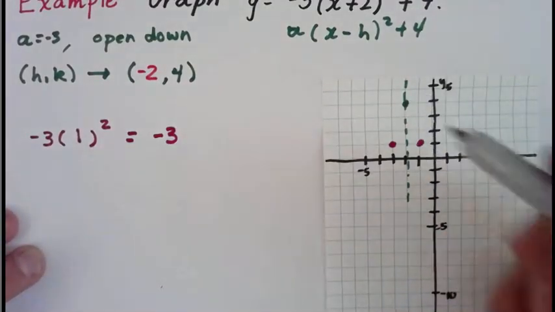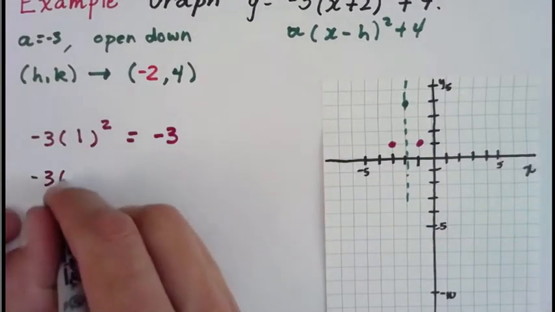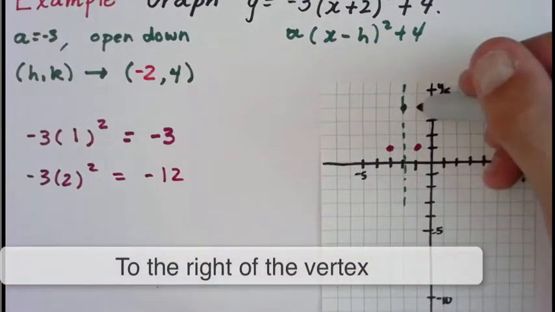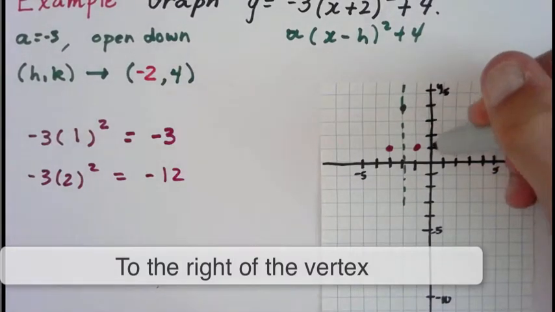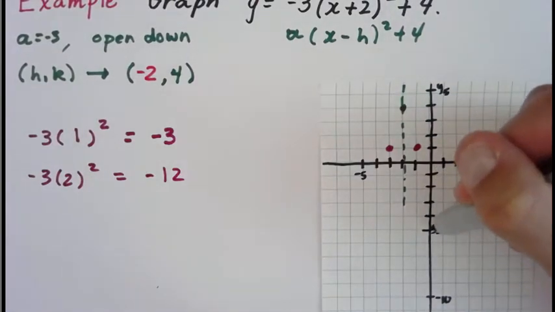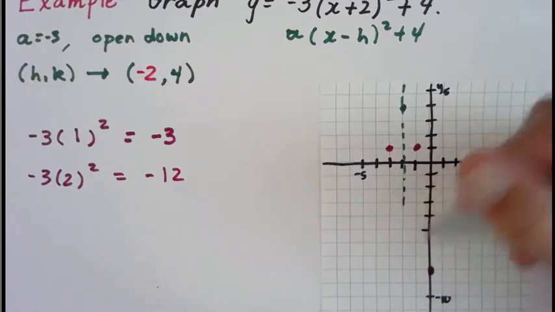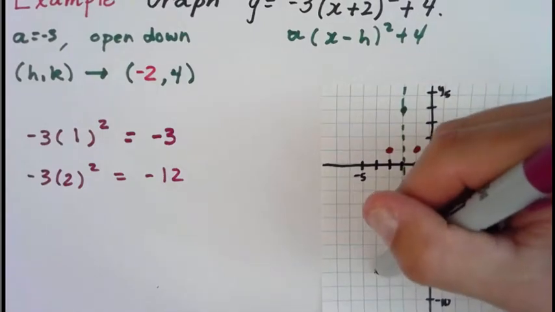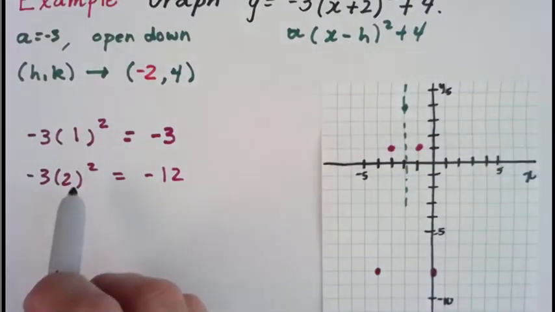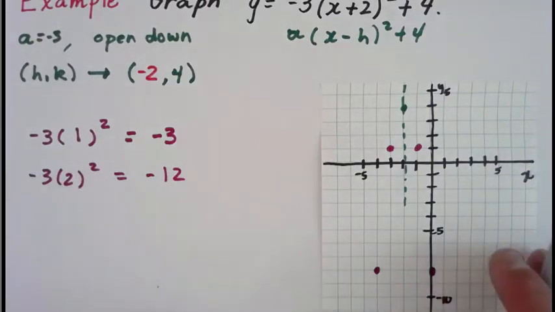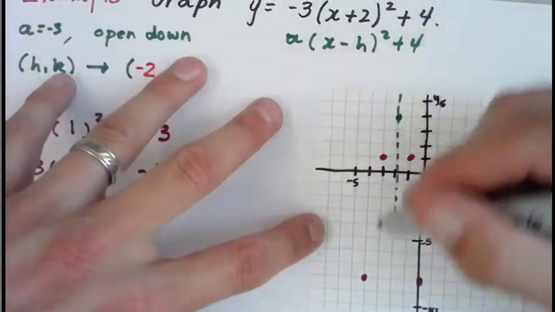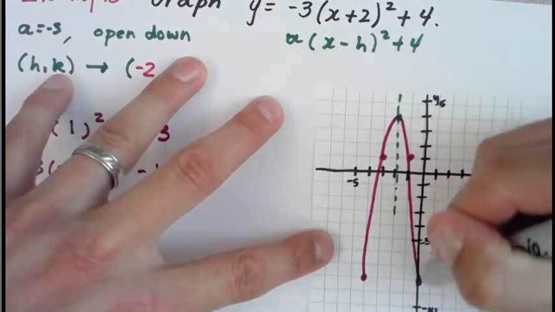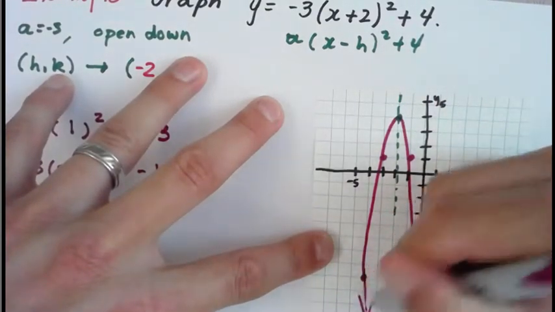Now I have enough to draw my parabola. If I went -3 and I went 2 to the right, I would get -12. So if I go 2 to the right, 1, 2, and I go down 1, 2, 3, 4, 5, 6, 7, 8, 9, 10, 11, 12, I get another point. Same thing over here, 2 left, and I get the same output right here. It doesn't matter if I plug in -2 or +2, you're squaring it, so it's always going to be the same. So here is my parabola. I can go ahead and draw this in. There's my parabola that opens down. So that's how we graph a parabola in vertex form.